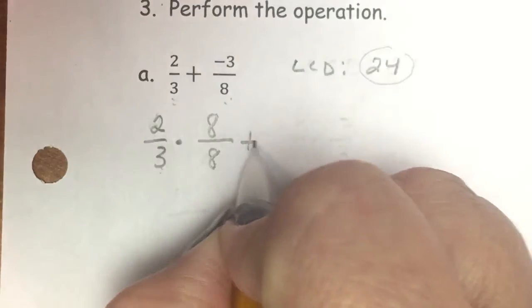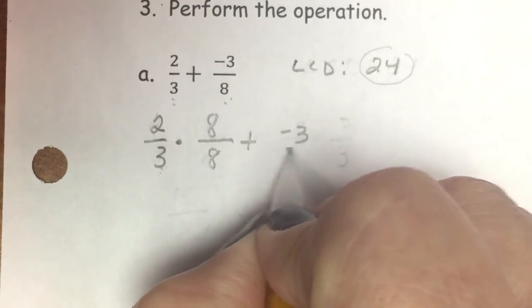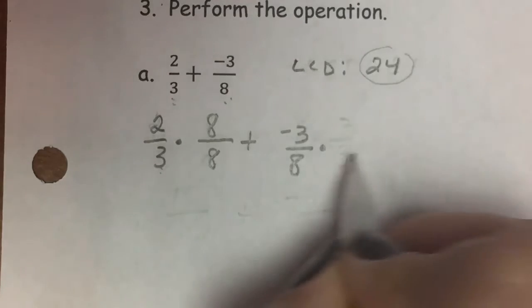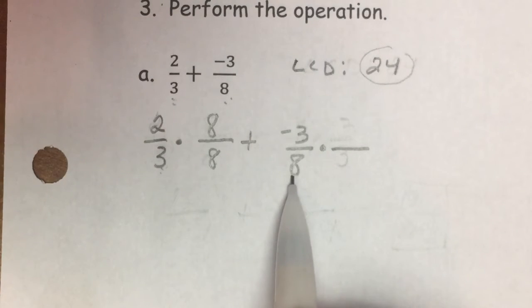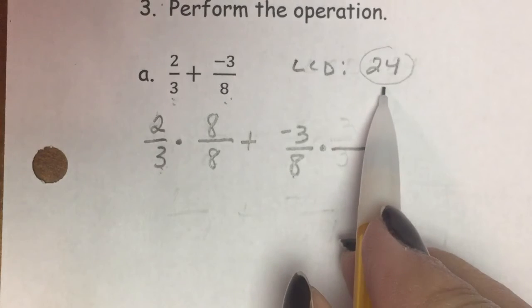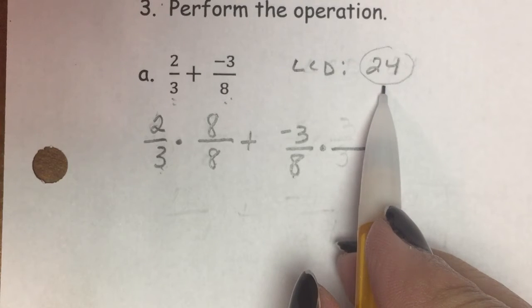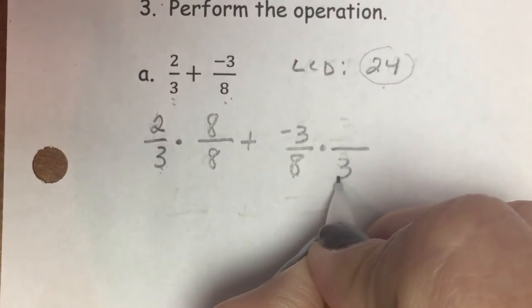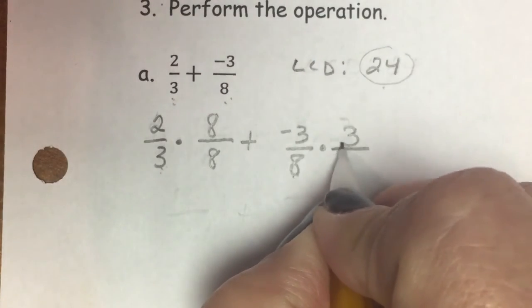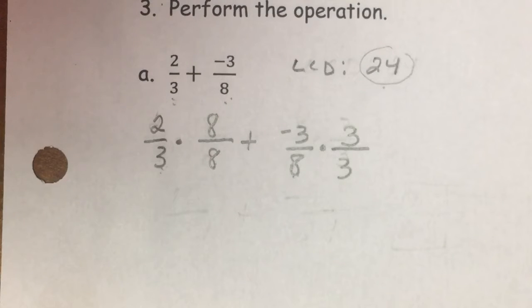Now we're going to rewrite the second fraction. And we want to, again, look at the denominator. What would I have to multiply 8 by that's going to get me my lowest common denominator of 24? Well, 8 times 3 is 24, so I have to multiply the 8 by 3, which of course means I have to automatically multiply the top by 3 as well.